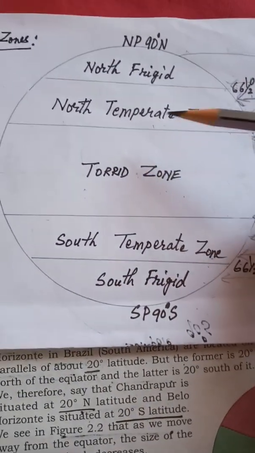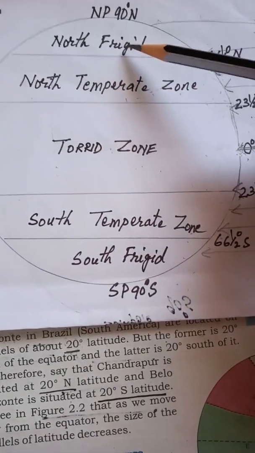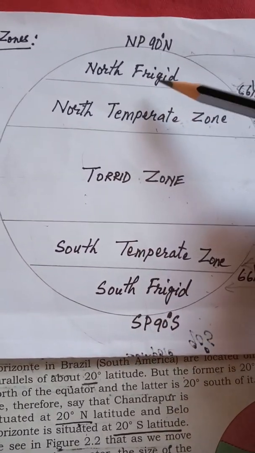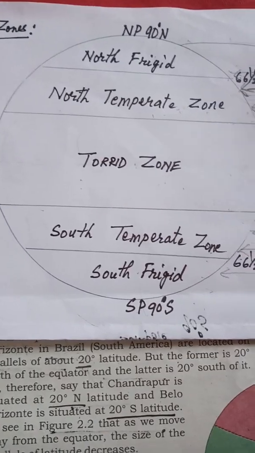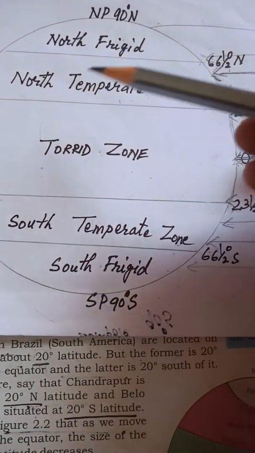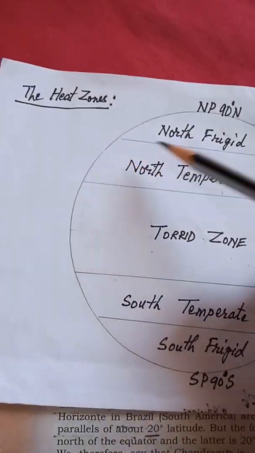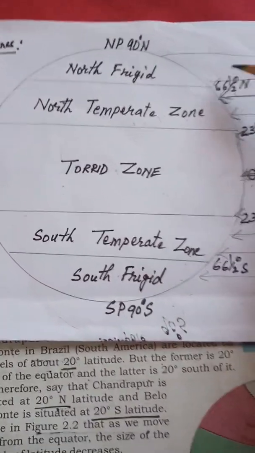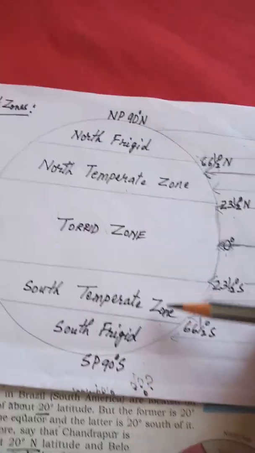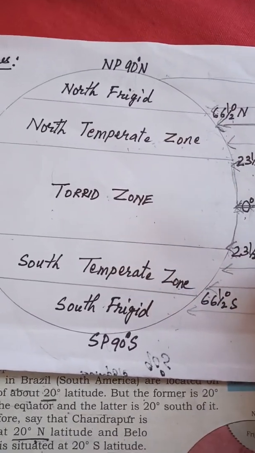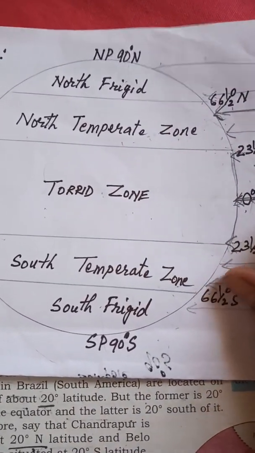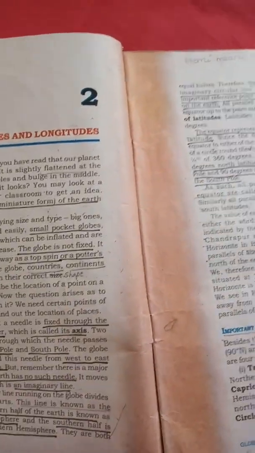So children, these are called north frigid zone, and in the south it is called south frigid zone. So we have done the heat zones of the earth, and it is easier with the help of these important latitudes to divide the earth into different heat zones. Is it clear, children? I hope it is clear to you.